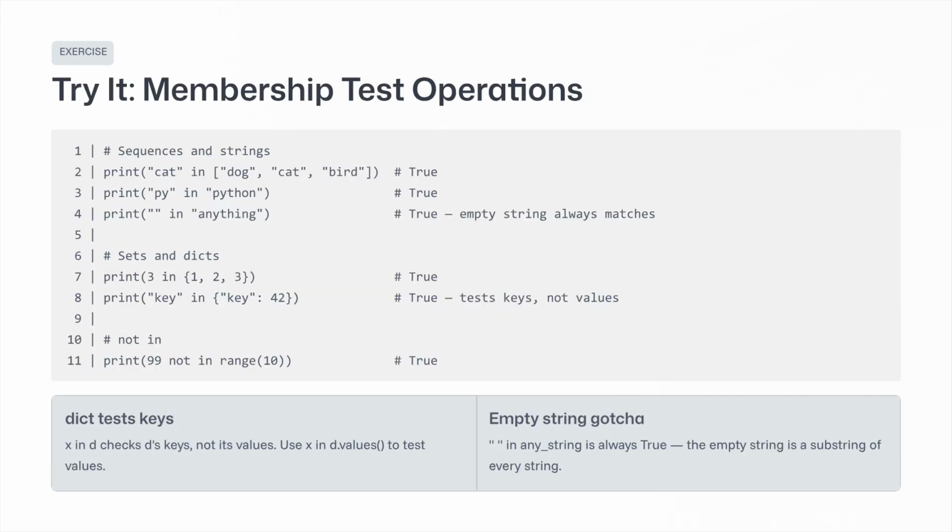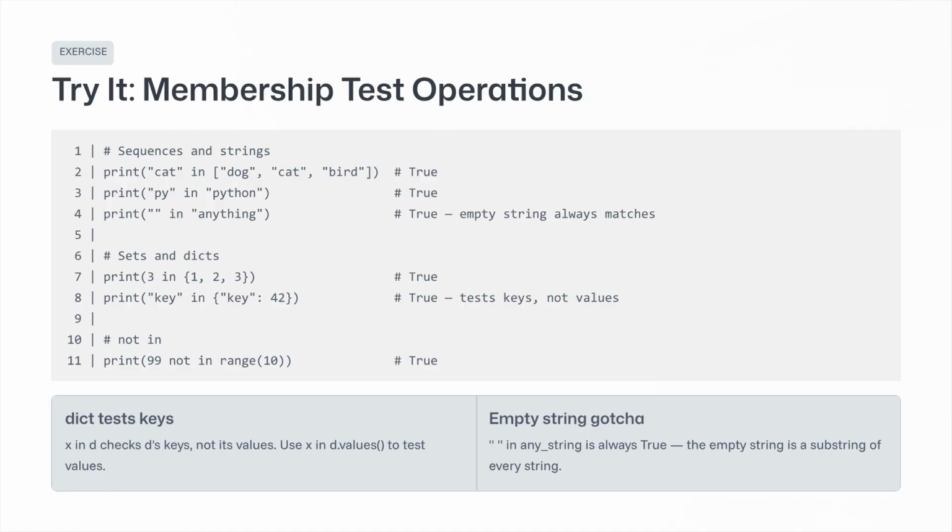Membership tests in action. Line 2. Cat in a list of animals is true. Linear search. Line 3. Pi in Python is true. Substring check. Line 4. Empty string in anything is true. The empty string is always a substring. Line 7. 3 in a set is true. Hash lookup. Line 8. Key in a dict is true. Tests keys, not values. Line 11. 99 not in range 10 is true.